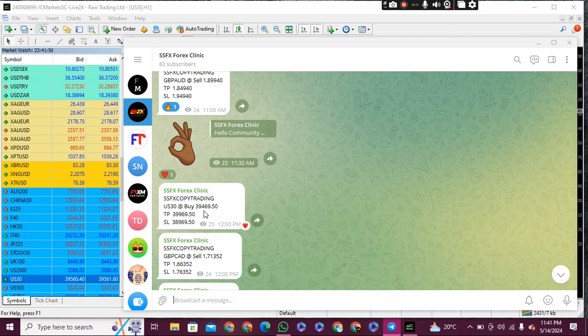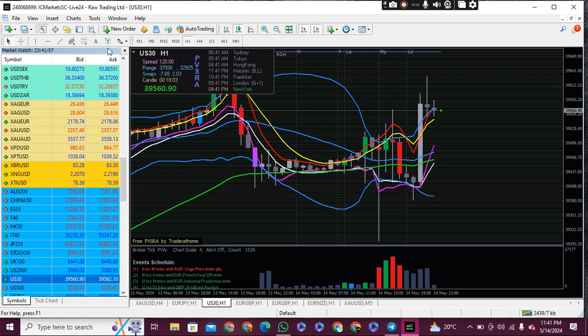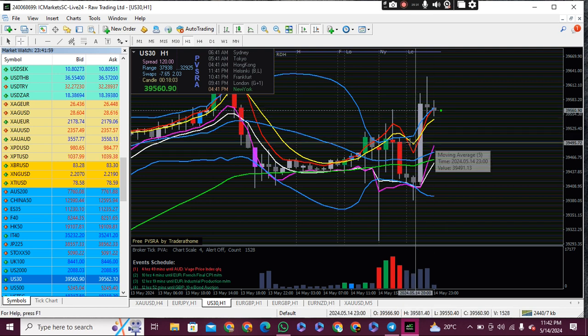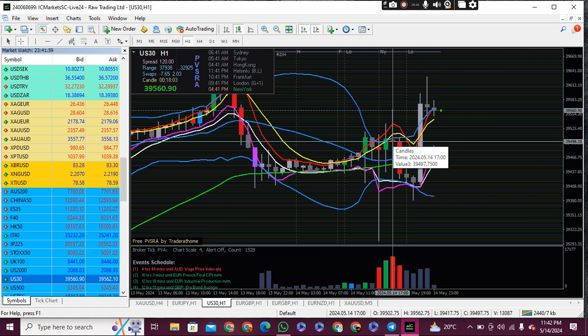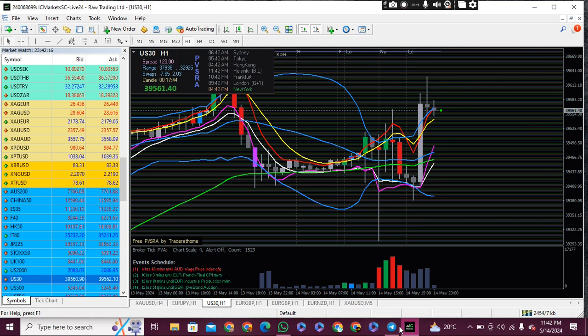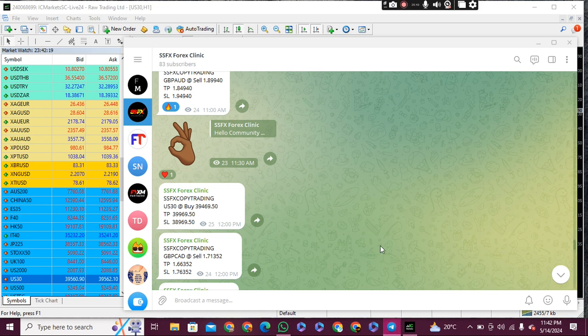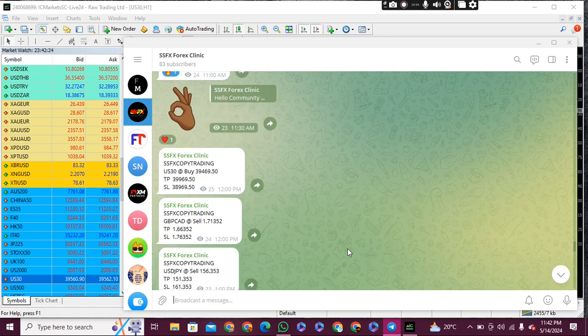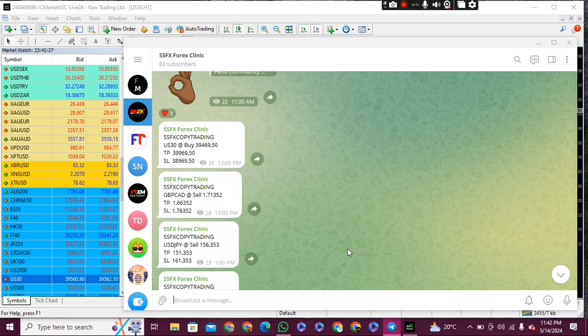So we got a buy from 39.46. This was during the New York session. As you can see, it moved up so many points. Yep, that was a good trade.